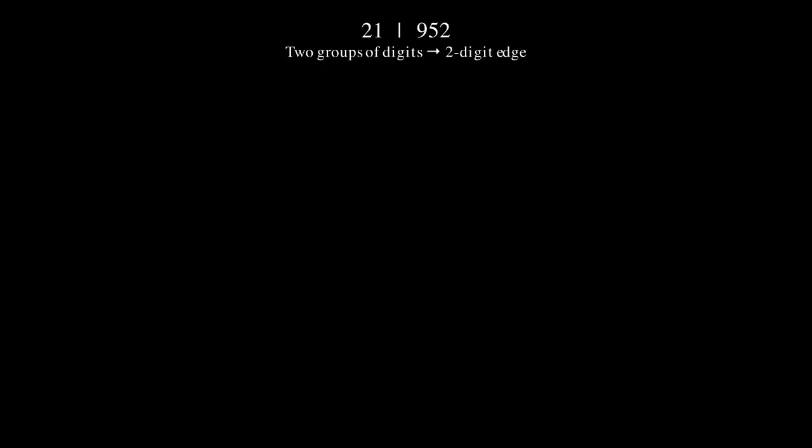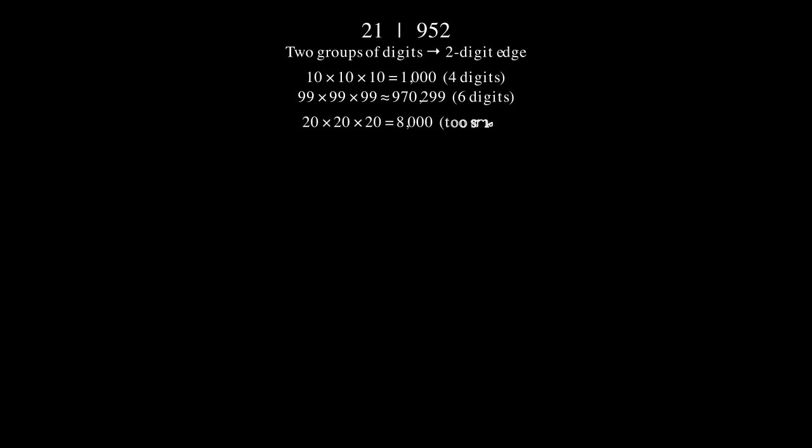Let's group the digits in threes from the right. 21 and 952, that's two groups, so we expect a two-digit edge length. Why does two groups mean a two-digit answer? Because 10 times 10 times 10 is 1,000, a four-digit number, while 99 times 99 times 99 is just under 1 million, a six-digit number, so two-digit numbers cubed always fall in that 4 to 6-digit range, matching two groups of three digits. So we test two-digit numbers.